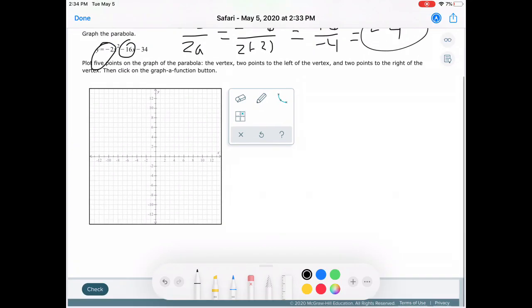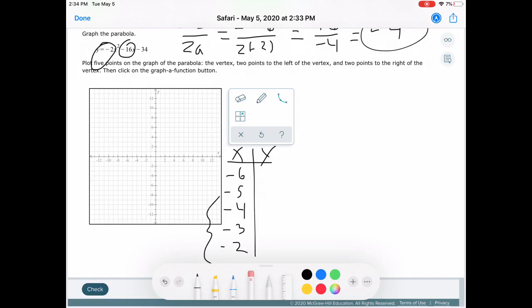All right, so using that negative 4, we need to come up with our table of values. And I'm once again going to focus on the ones with the smaller values because the math is just easier that way. So starting with the vertex and going back to our equation, y equals negative 2 times negative 4 squared minus 16 times negative 4 minus 34. Got some larger numbers to deal with here.